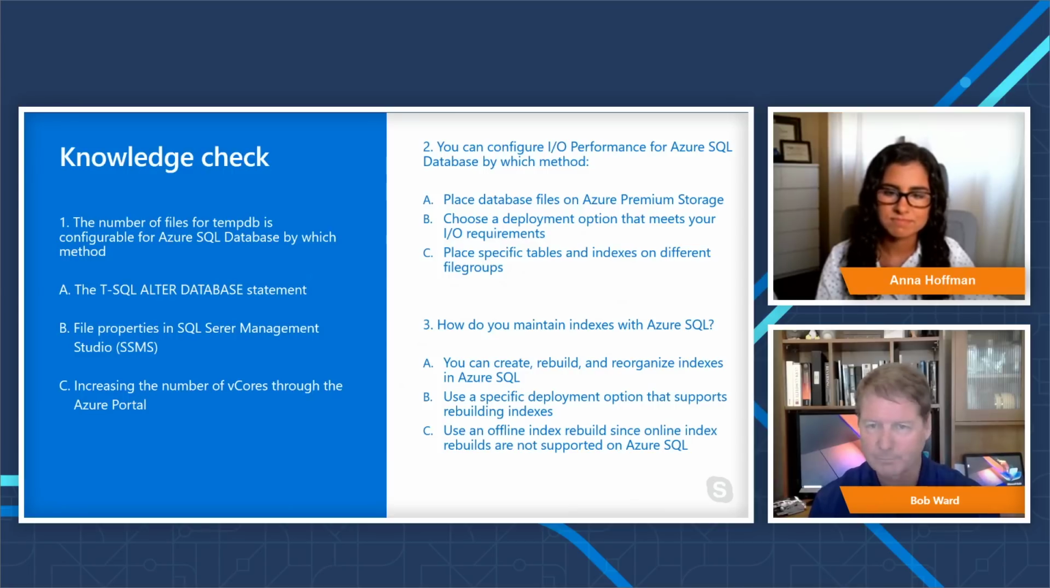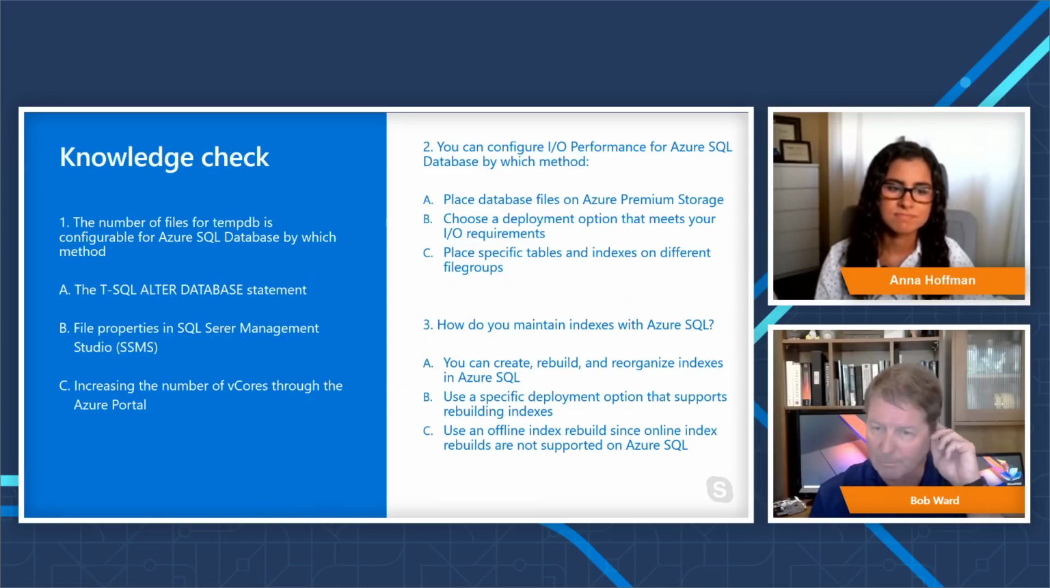So that's number one. Number two, the idea is configuring I/O performance for Azure SQL Database. So A, you don't get to choose where your files go. Remember that statement? So it doesn't matter about Azure Premium Storage. We may do that for you, but you don't get to choose that, so that can't apply. We do allow file groups in Azure Managed Instance, but not for Azure SQL Database. But you can't specify the physical location anyway, so C can't apply, so B must be the answer there.